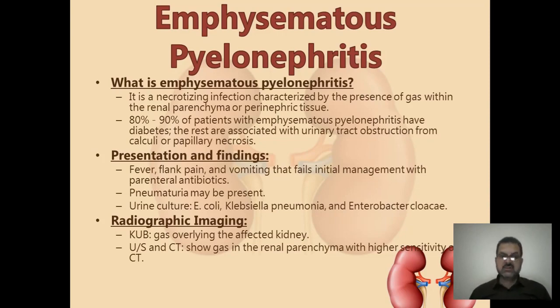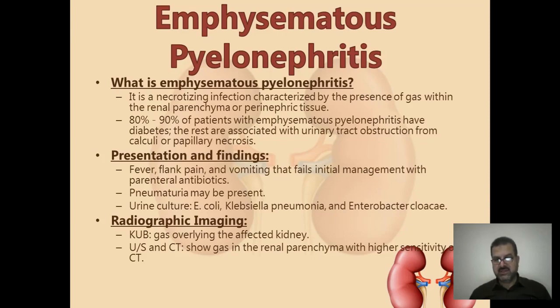Most of the patients with emphysematous pyelonephritis are immunocompromised patients. Around 80 to 90% of these patients will be diabetic patients. In the others, you will find obstruction in the urinary tract. Patients usually come with fever, flank pain, and vomiting. You will find the patient sick in this condition. Pneumoturia may be present.